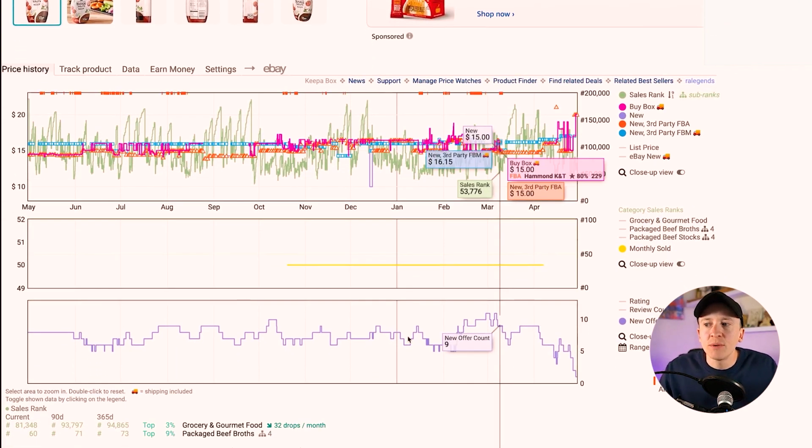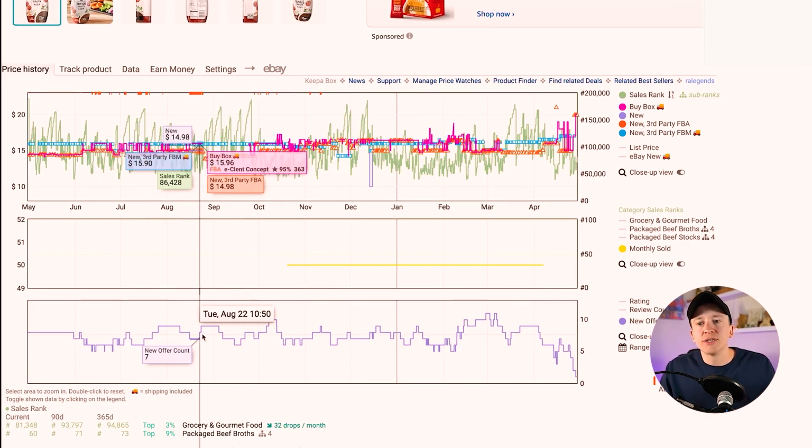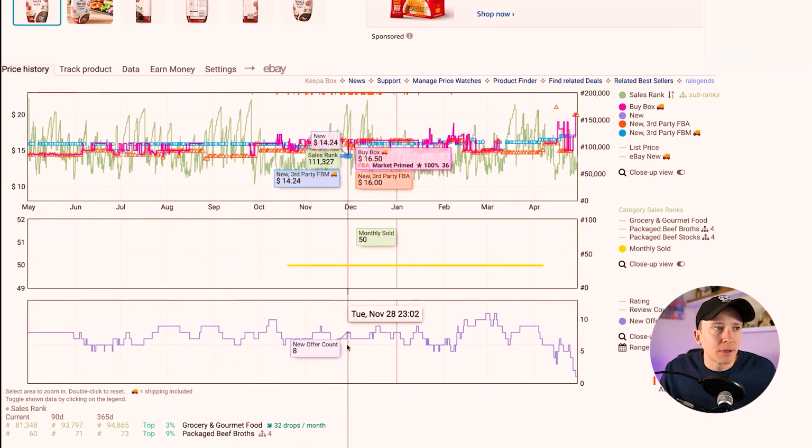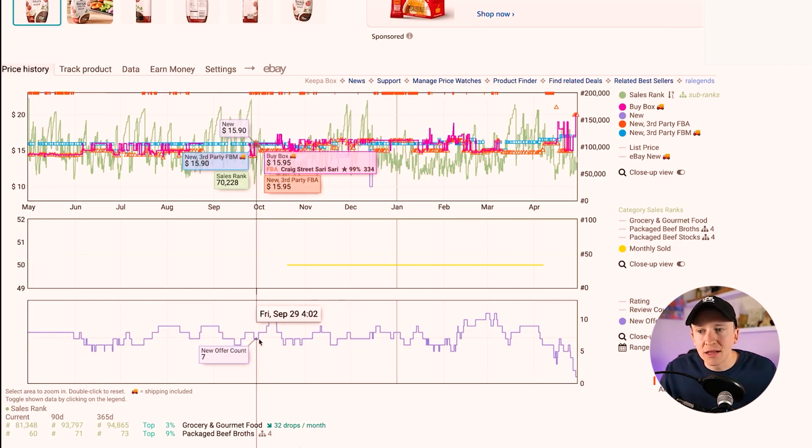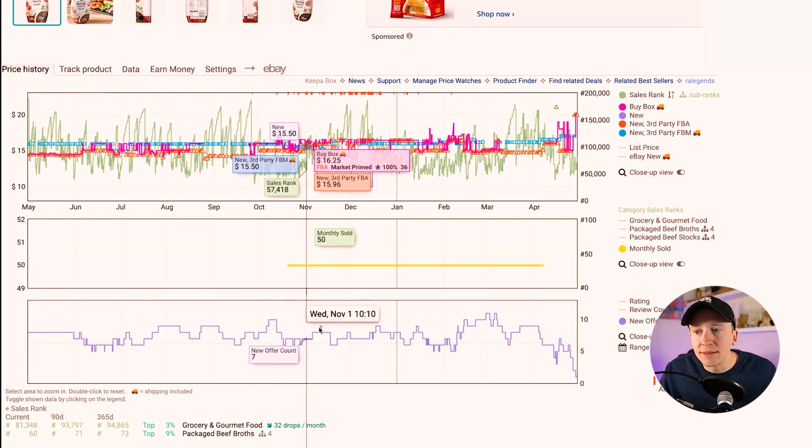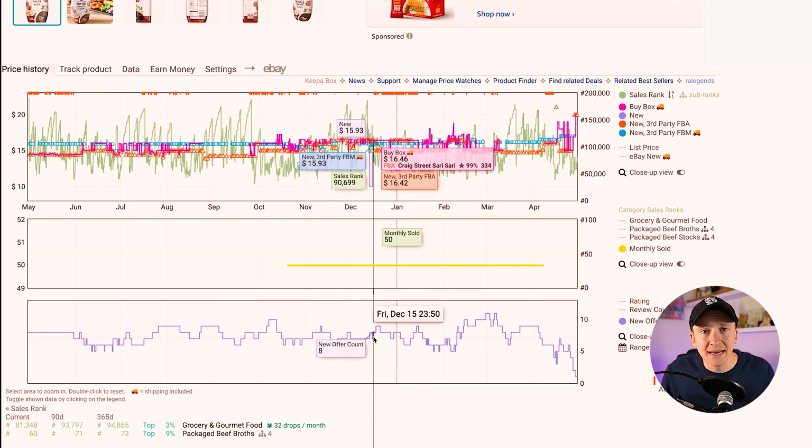Now then, the third thing we want to check out is this competition, this new offer count down here at the bottom. We want to see that sellers are going up and then going down and then going up and down, because this is indicating that the amount of sellers on a listing is not enough for the demand of the product. That we're seeing sellers come on, the demand is still high, and so people buy the products and sellers fall off, and then they come back in, they restock, and then they sell out again. And so that is a good indicator.